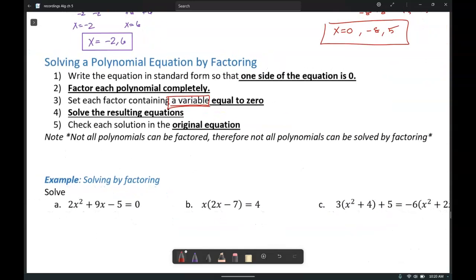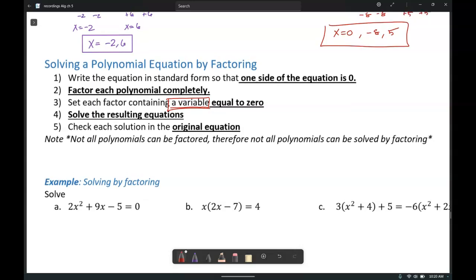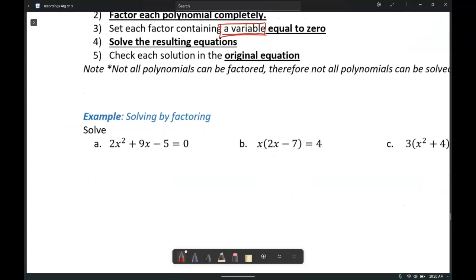Now, as we know from the past, not all polynomials can be factored, therefore not all polynomials can be solved by factoring. And the other methods for solving will be addressed in later units. So let's go ahead and solve by factoring.